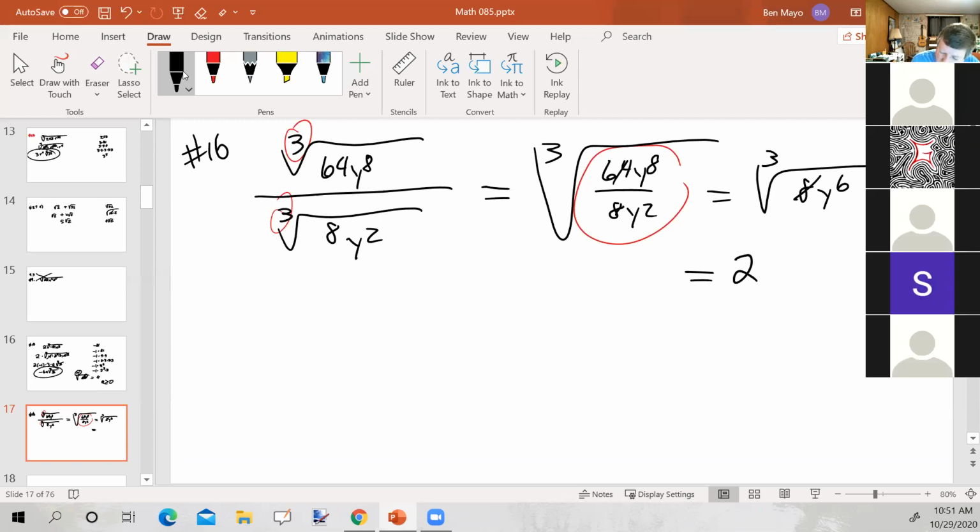Two. What's the cube root of y to the 6th? Y to the second power. And we're done.